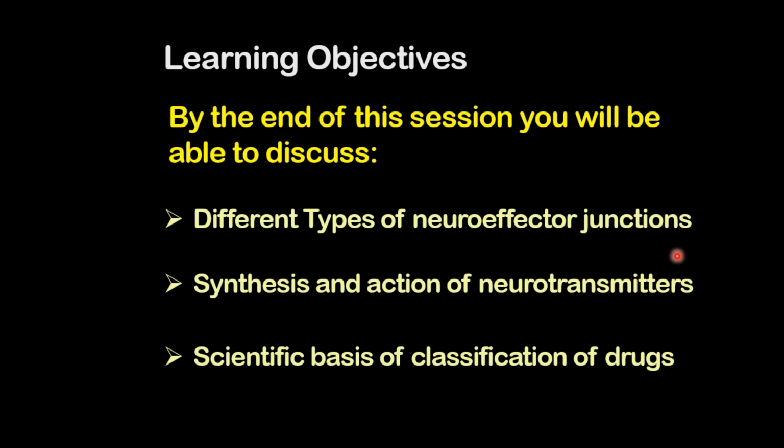When we are talking about the drugs that act on the autonomic nervous system, two sides are very important. One is the neurotransmitter and another is the receptor. These two sides, the neurotransmitter and receptors, should be very clear to each and every student while talking about the drugs that act on the autonomic nervous system.